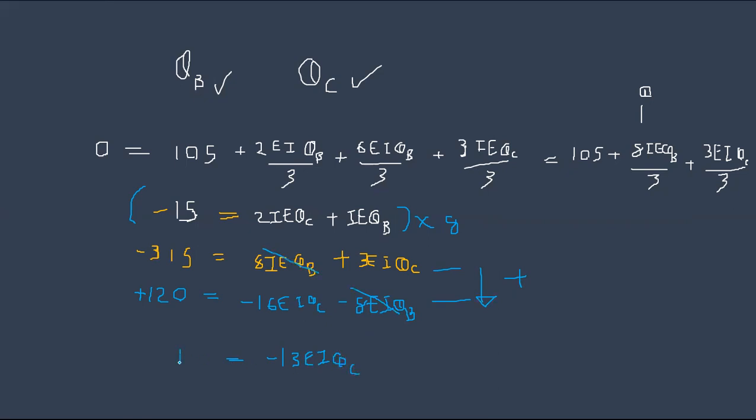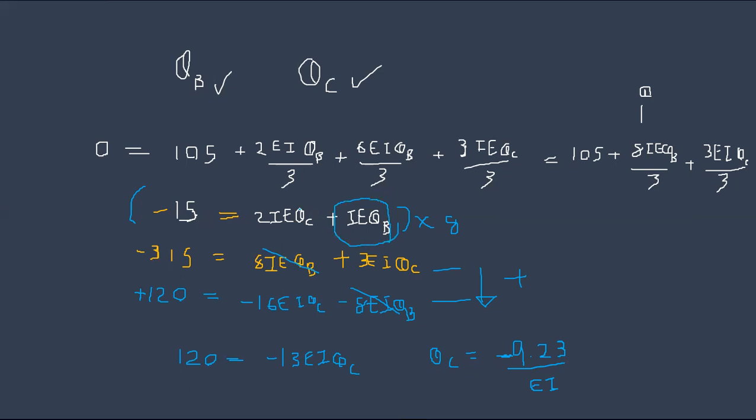theta C is 120. So theta C is what? Theta C is 120 over 15. So 9.23 over EI. And that is negative. So negative sign means this theta is anti-clockwise, right? Theta is in anti-clockwise direction.